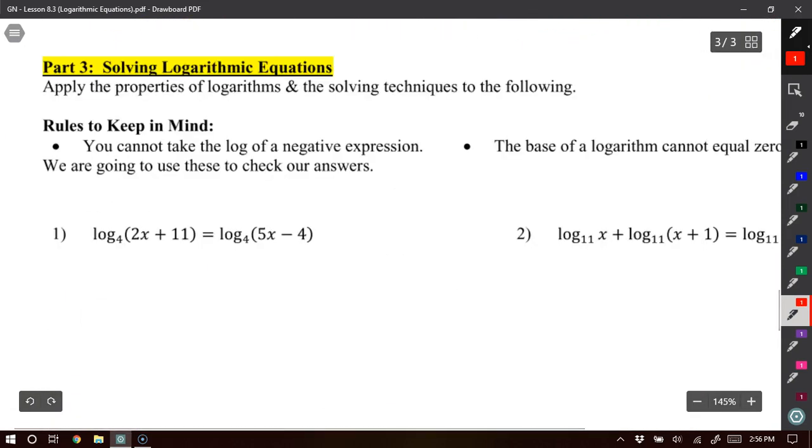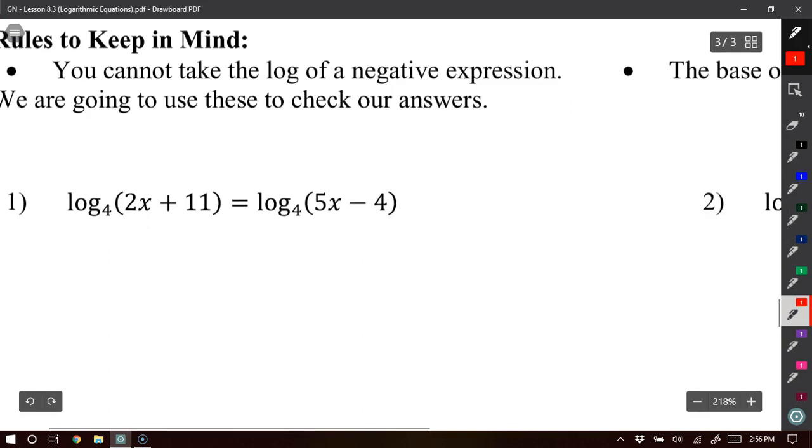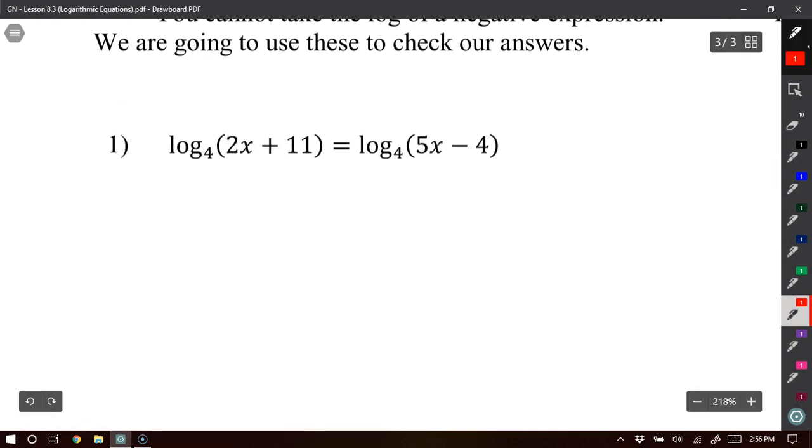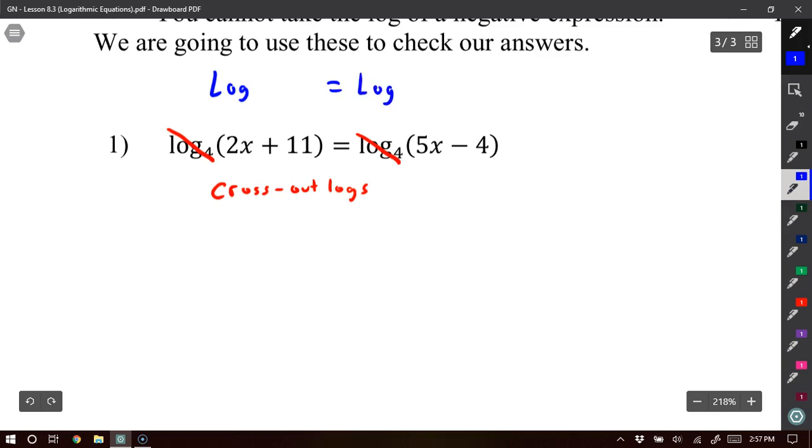And so if I look at this one, log base 4 of 2x plus 11 equals log base 4 of 5x minus 4, I have logs on both sides. So my first step is going to be to cross out the logs. I say that's my first step because we already looked at there are no plus signs or minus signs. So it already says log equals a log. And when it says that, we can cross out the logs. And I'm left with 2x plus 11 equals 5x minus 4. Now that's a nice one to solve.